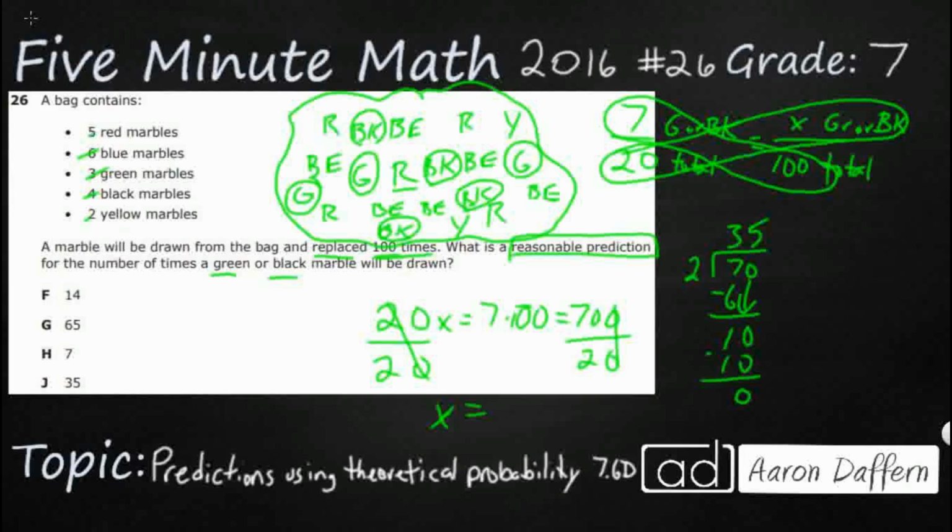So if I were to do the 20 into 700, it would also be 35 if I wanted to add a 0 on both. So that is our theoretical probability of drawing a green or black if we pulled out a marble and replaced it 100 times. The answer is J.